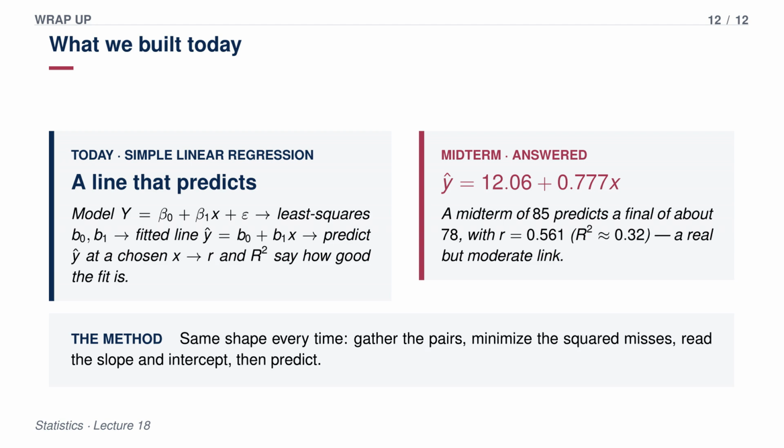Gather the pairs, minimize the squared misses, read off the slope and the intercept, then predict. That's simple linear regression, and it's also the last new idea in this course.